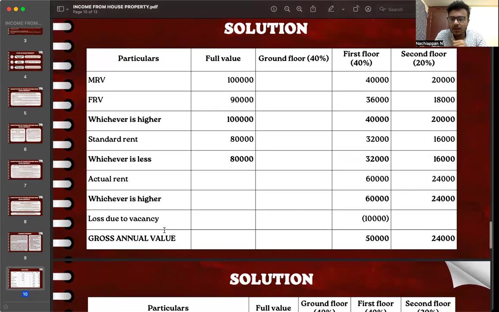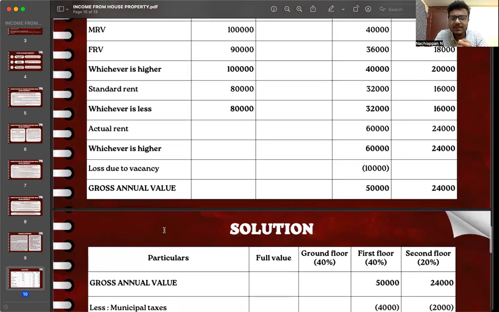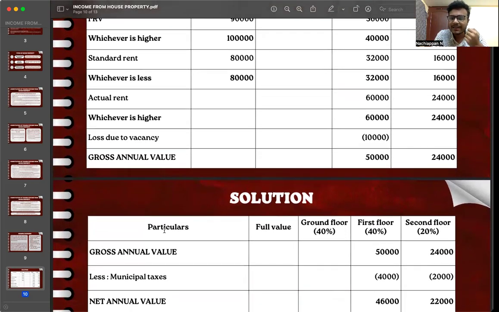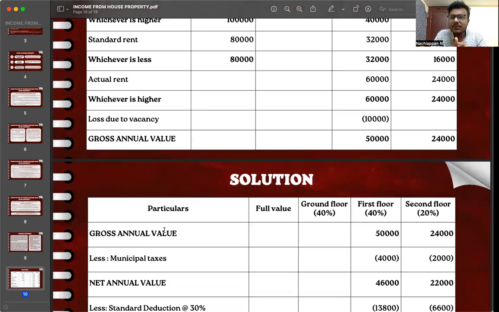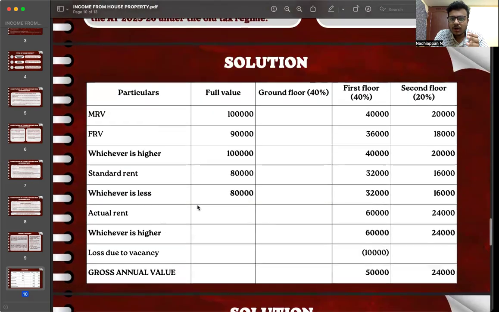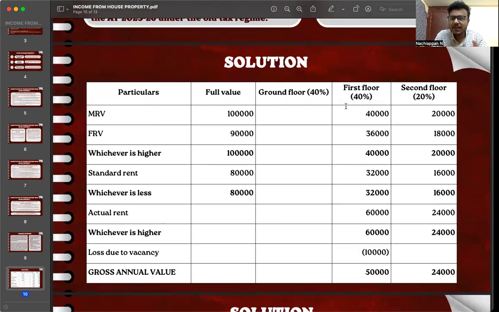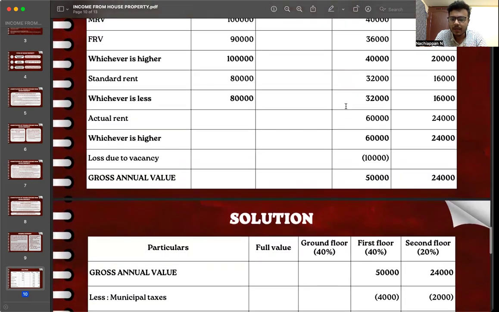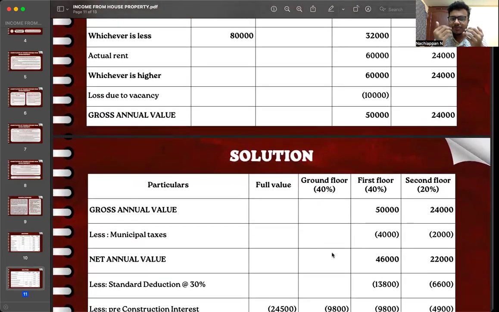Now that the first step is done, let's move on to the second step, which is to reduce the municipal taxes we have paid. In the question itself, it was given that municipal taxes is 10% of MRV. Here MRV for the first floor is 40,000 and for the second floor is 20,000. So we'll reduce 4,000 and 2,000 accordingly, which is 10% of the MRV. Now that we have found the municipal tax, we can do GAV minus municipal taxes to get the NAV. So for the first floor, it will be 46,000 and for the second floor, it will be 22,000.